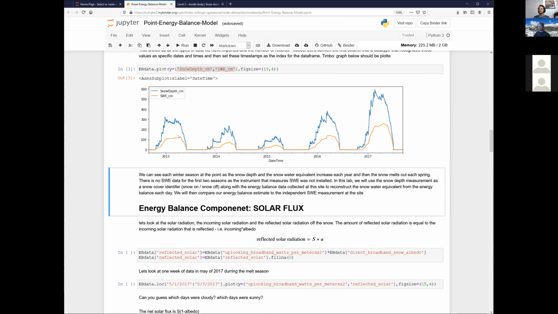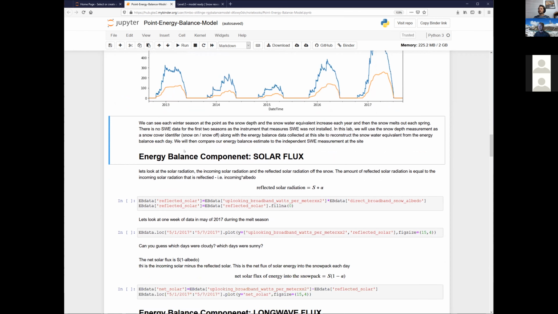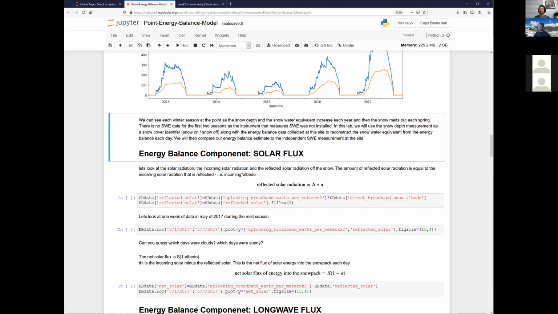So now what we're going to do is pick a year to look at data, and we're going to try and estimate the snow water equivalent for that year. So to do that, we're going to first look at the measurements of the solar flux at our site to understand the solar flux component of the energy balance.